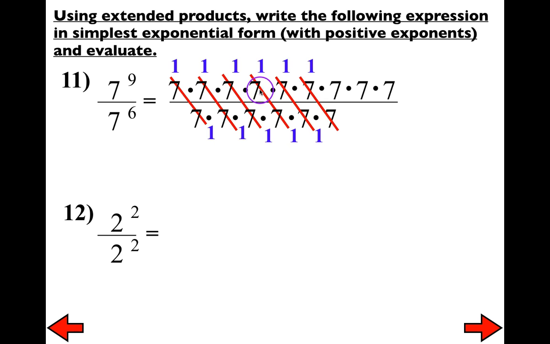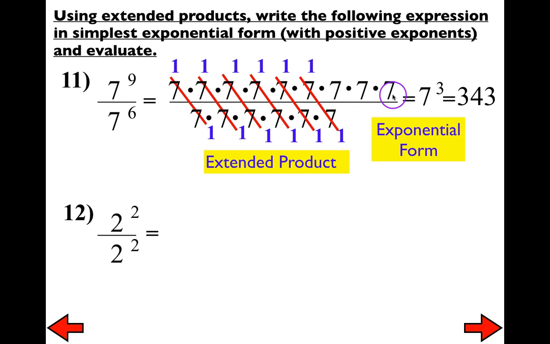And then at this point, I see that I have 3 left, so I'm going to write that as 7 cubed. But since they're asking me to evaluate, I'm going to multiply 7 times 7 is 49. 49 times 7 is 343. So again, this is my simplest exponential form, and this is my answer evaluated.